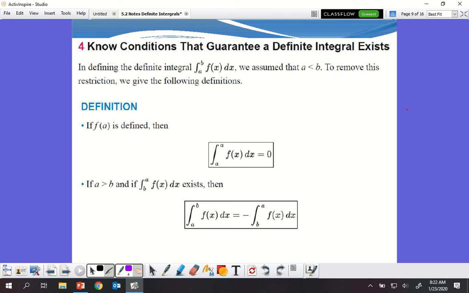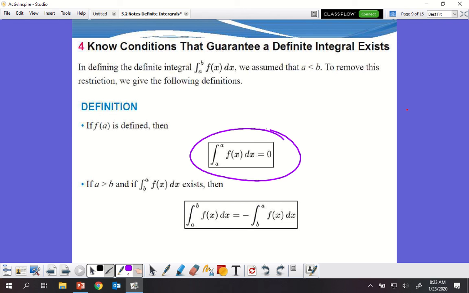So this one, if they are the same bounds, so from a to a, think of this. From a to a, what is your delta x? 0. So the thickness of your rectangles is going to be 0. So the area of each rectangle that we have has to be 0. And that's where we get this from.